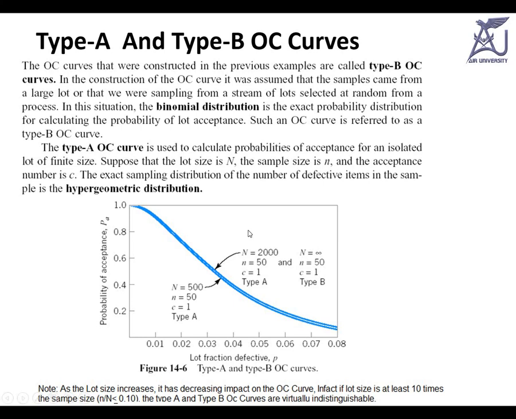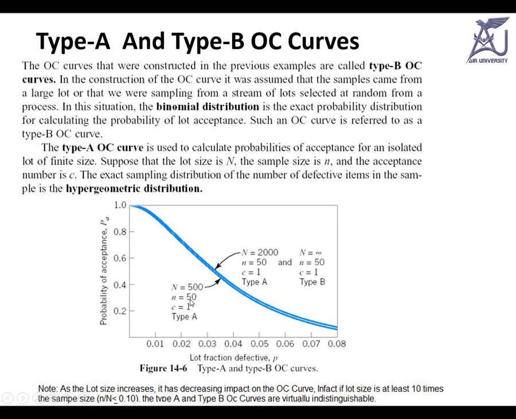Type A OC curve is basically the one when your lot size is finite. But when the lot size is infinite, the bigger one, you can use the binomial distribution. But if your lot size is finite, you will not go for the binomial distribution, but you will go for the hypergeometric distribution. So in that case, the probability of acceptance based on the hypergeometric distribution comes out equal to the lower one. N is equal to 500, n is equal to 50, c is equal to 1. This is a type A OC curve. This is called type B OC curve.